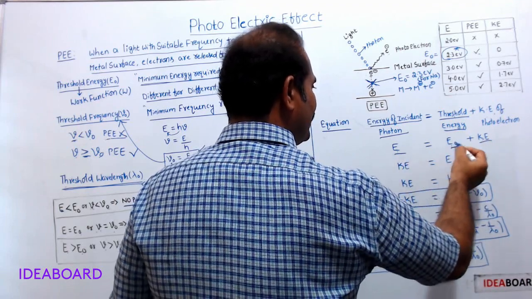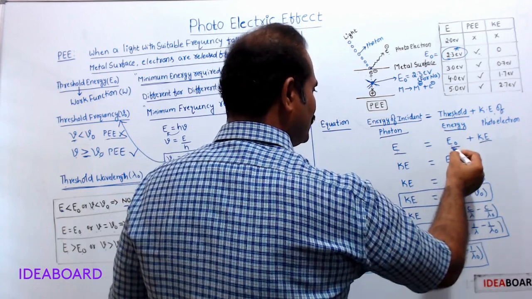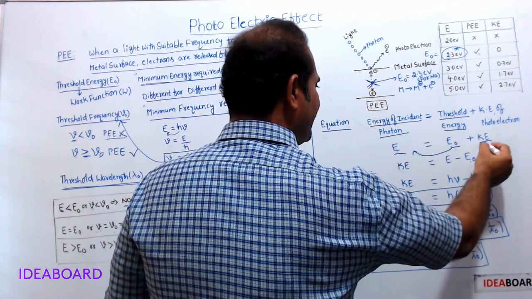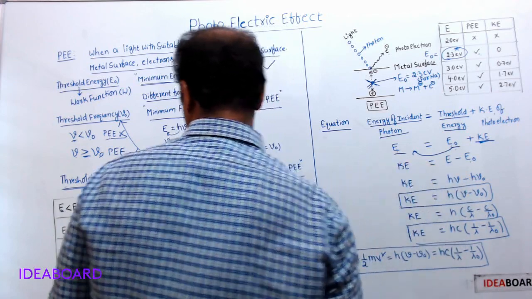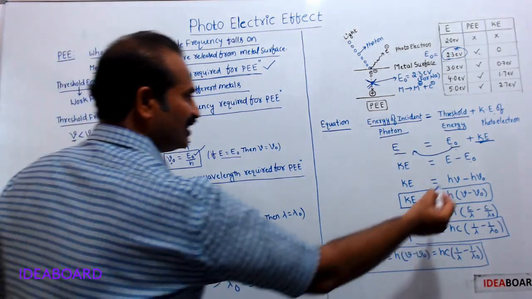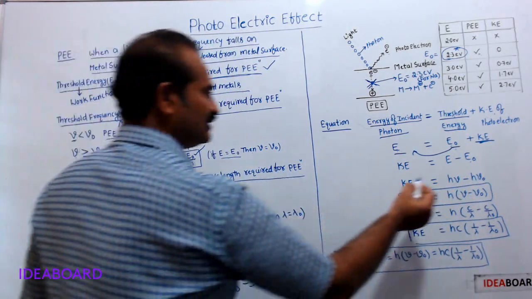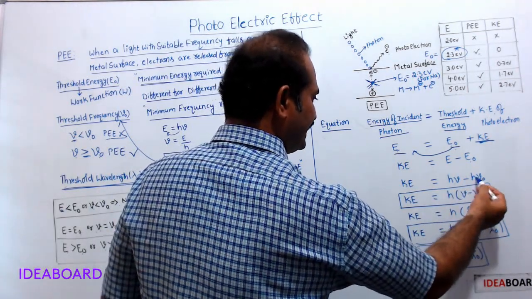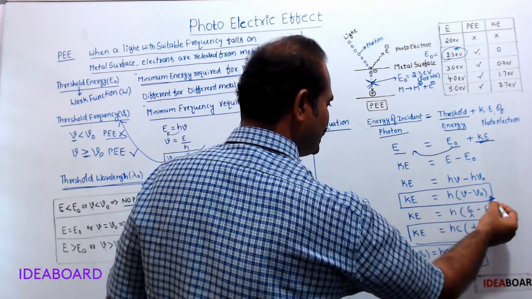Therefore, E is equal to E naught plus Ke. So from this, Ke is equal to E minus E naught. We know E is equal to h nu. Instead of E, substitute h nu. Instead of E naught, from this E naught is equal to h nu naught, substitute. After taking h common, this equation becomes Ke is equal to h into (nu minus nu naught).